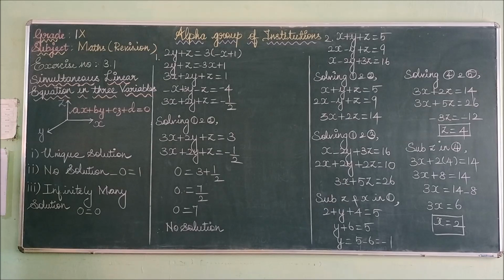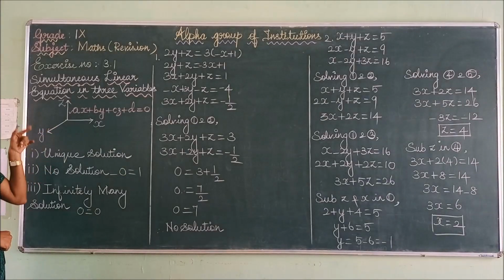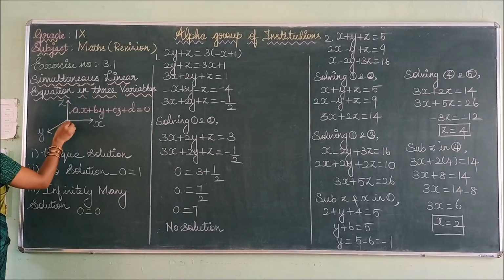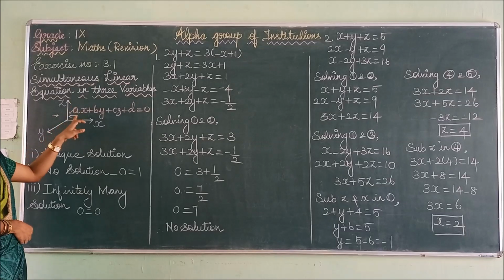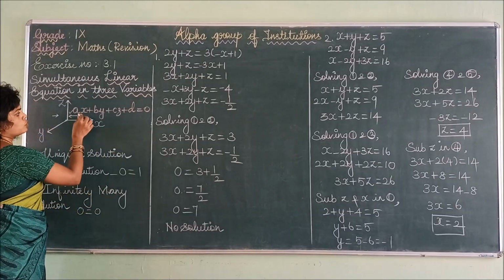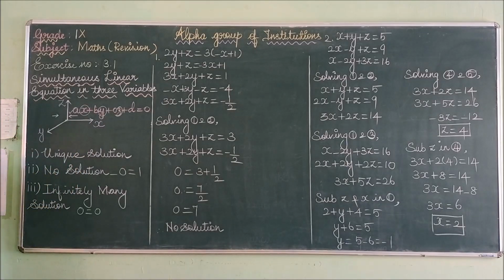Exercise number 3.1. Simultaneous linear equations with 3 variables. What are the variables? X, Y, Z. For example, you are taking the corner of the room. This is the wall and this is the floor. These are the two sides of the wall connected with the floor. So what is the equation? ax + by + cz + d = 0. These are the three variables, and a, b, c, d are real numbers.